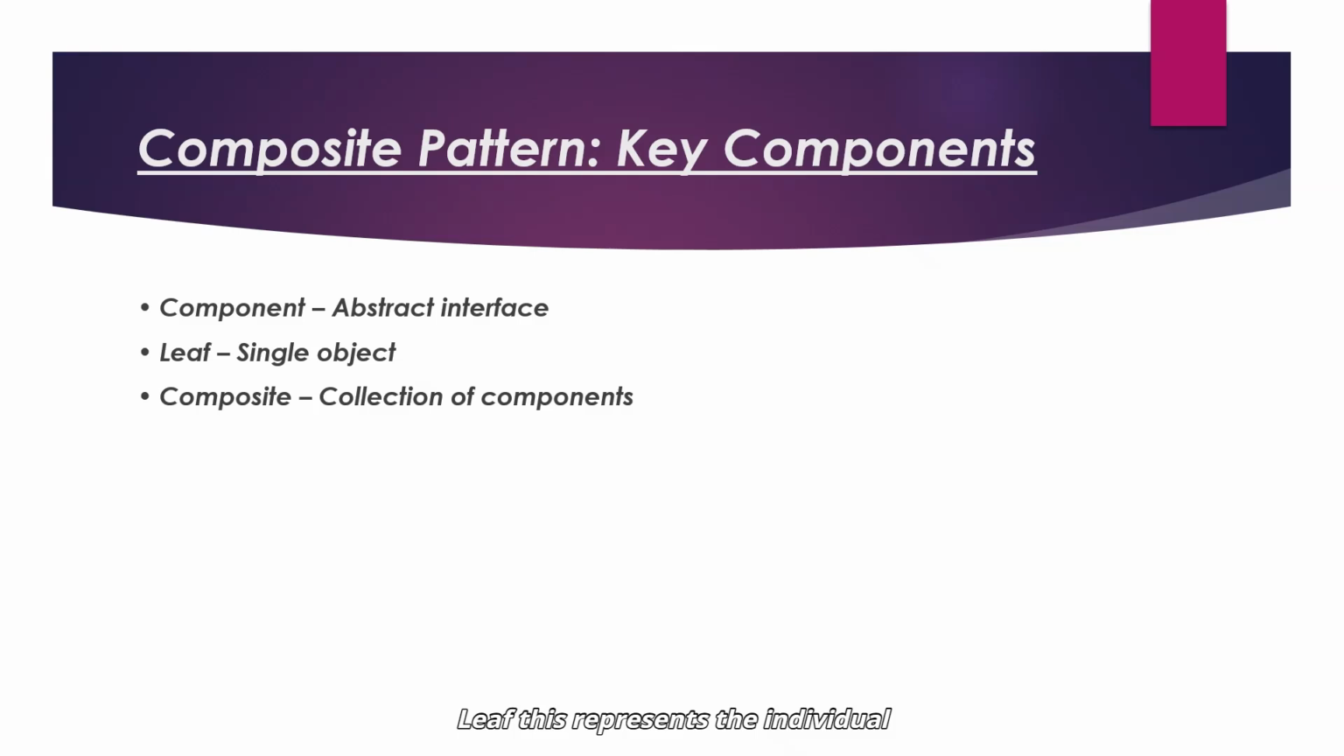Leaf. This represents the individual objects that do not have any children. For example, in a file system, a file would be a leaf because it does not contain any other objects. Composite. This is a container that holds other components. It can contain both leaf objects and other composite objects, allowing us to build a tree structure. With these three components, we can create a hierarchical structure that makes working with both simple and composite objects seamless.